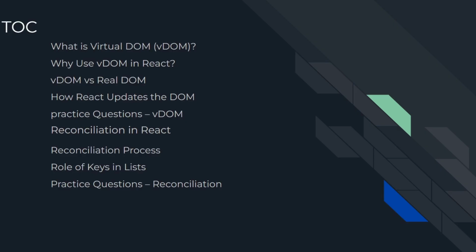What are the topics we are going to cover here? First of all, as I just told you about the virtual DOM, I explained very deeply about the real DOM, how the real DOM is created and how much time it consumes for creating things, right? Also later on we will see why we should use the virtual DOM. Then there will be a difference between the virtual DOM and the real DOM, and then we will know how React updates the DOM, and there will be some questions after that. Then we will go back to reconciliation in React and its process.